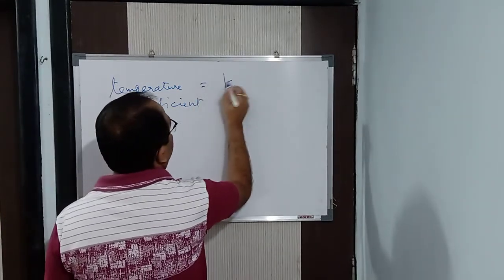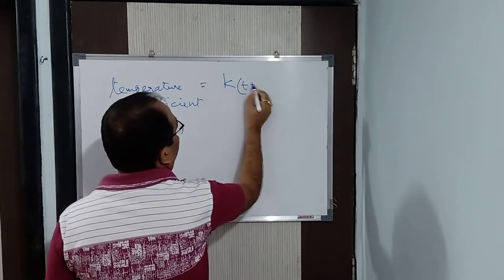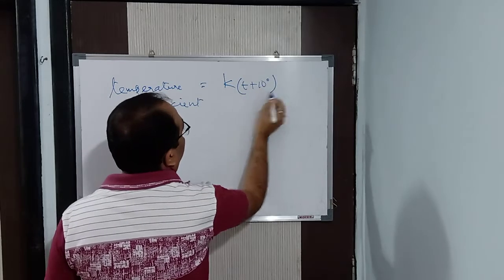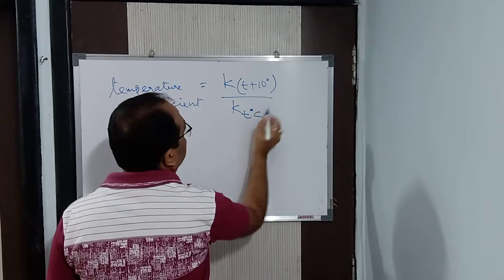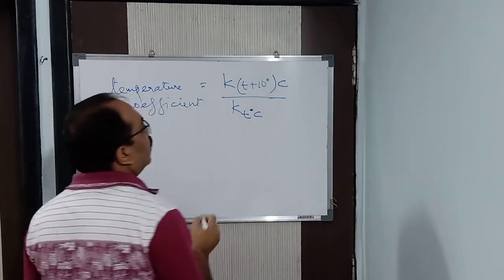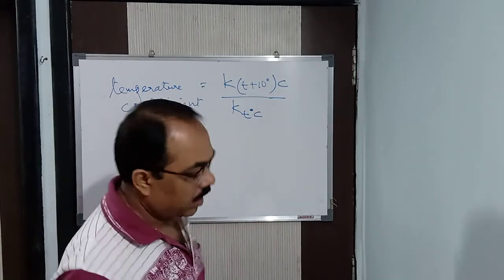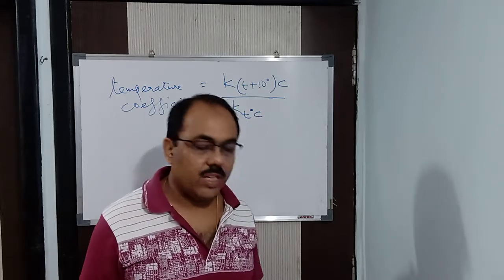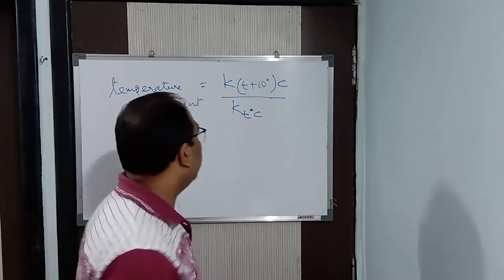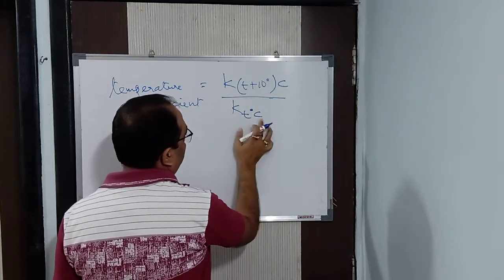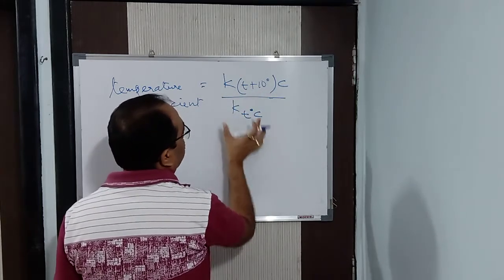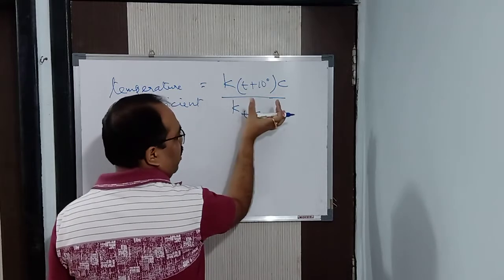Temperature coefficient is K (T plus 10) degree centigrade by K T degree centigrade. That means if the temperature, as I said, is 25, plus 10 is 35, so K 35 degree centigrade by K 25 degree centigrade, we can say that. So K means your rate constant, you know that.